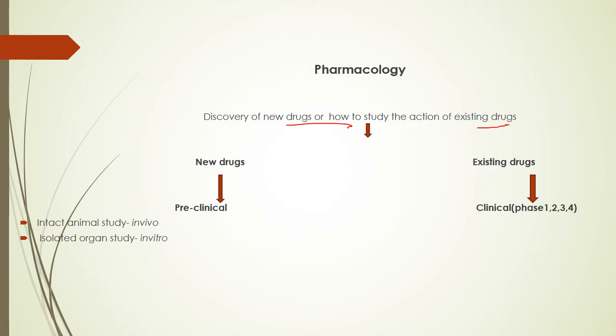For a new drug, we do preclinical trials, and for existing drugs we have clinical trials, which are composed of phases 1, 2, 3 and 4. There are intact animal studies, in vivo, and isolated organ studies, in vitro. In vivo means inside the body and in vitro means in the lab. So the experiment we are going to do is in vitro: in the lab we will study the effect of different concentrations of acetylcholine on rabbit ileum.